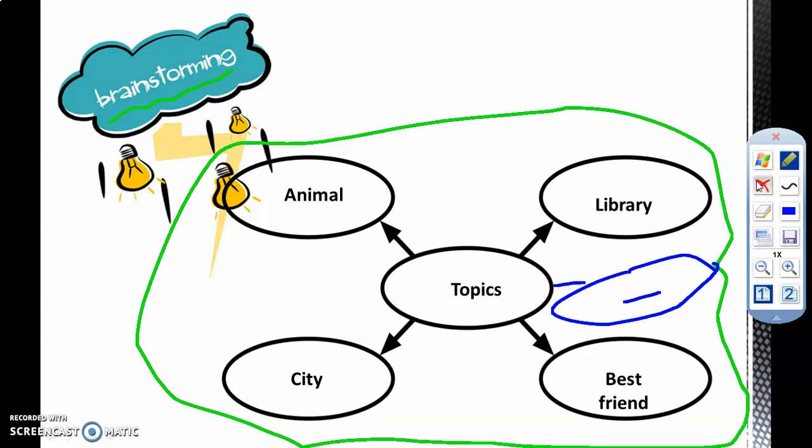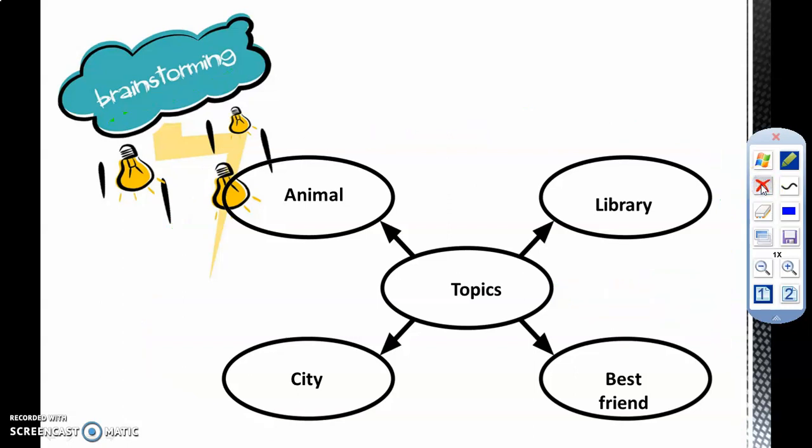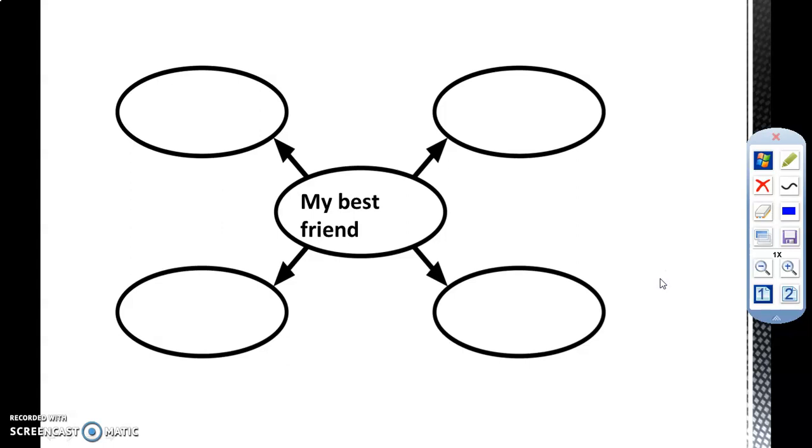You brainstorm ideas, topics that you want to write about. So now you wrote, for example, 4 topics: library, animal, city, and best friend. You will choose one that you think you can do very well in writing about it. Okay, for me, for instance, I choose to speak about my best friend. Okay, I will make another graphic organizer and I will do more brainstorming now about this topic, which is my best friend.